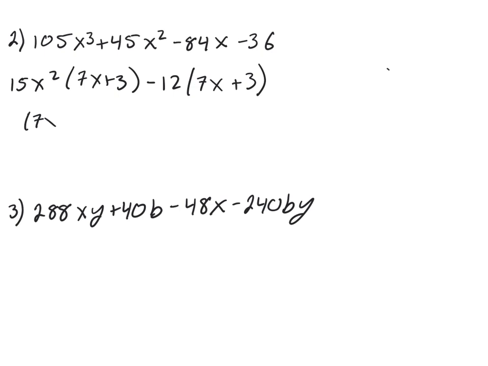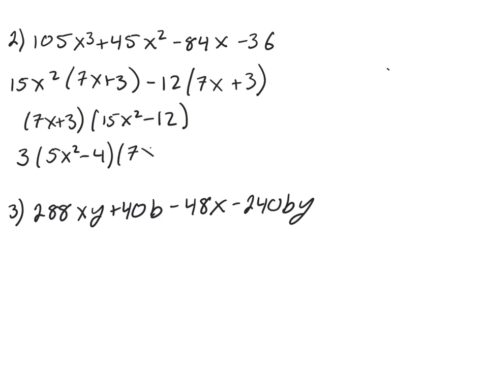So then finishing it off, we have 7x plus 3 factored out, and then 15x squared minus 12. Again, we just want to check for anything that we can factor further. I notice that 15 and 12 are both divisible by 3, so I actually want to factor that out. Keep in mind that multiplication is commutative. So we would have 3 times 5x squared minus 4, then times 7x plus 3. Make sure you're fully factored before you move on.